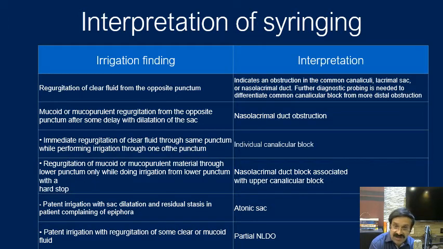Patent irrigation, the last scenario, with regurgitation of some clear or mucoid fluid. So this is a partial NLDO, because there is a partial block. When you are forcing it, when the hydrostatic pressure is more than the physiological pressure, the water is going through the normal anatomical channels. So it is being forced. Otherwise, in the physiological scheme of things, the water cannot drain. So it's a partial NLDO.